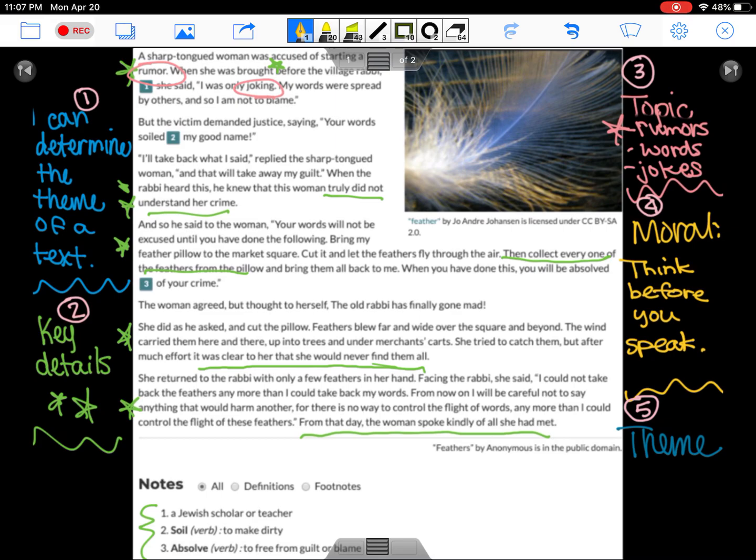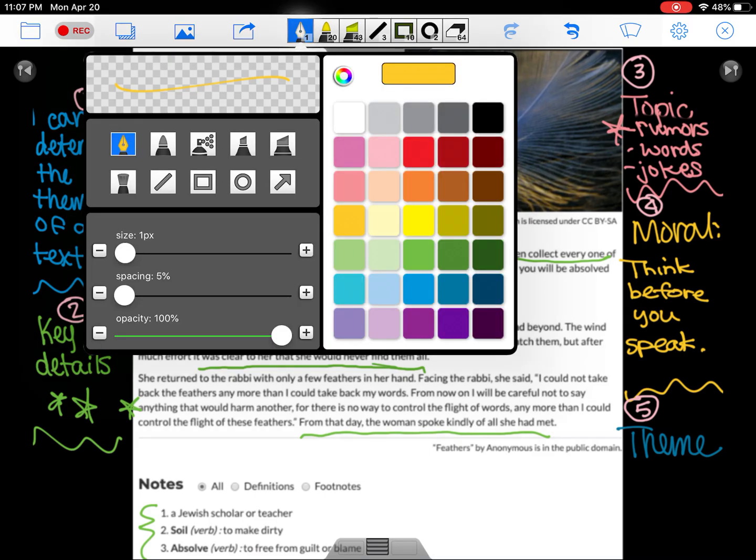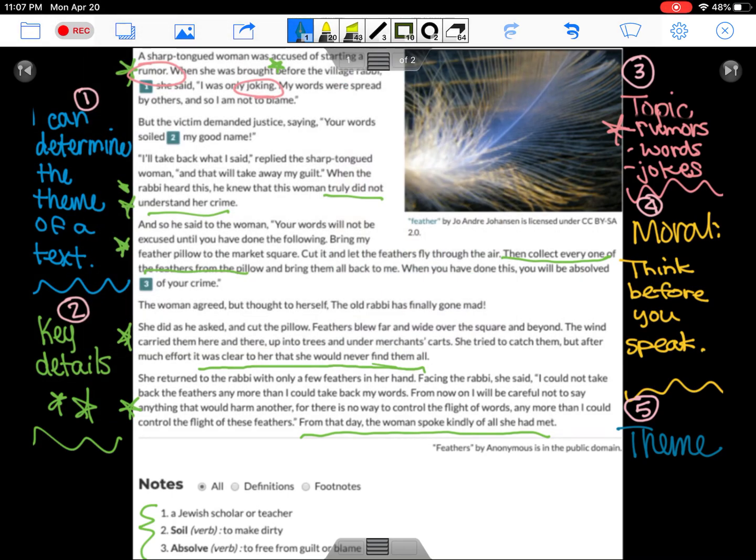Now, let's translate that into a theme. Remember, the theme is going to be a lot more general, and it might be related to the moral, but it's definitely going to be related to the topic. All right, guys. There are a lot of different themes for any text. Keep that in mind. So you may have come up with something a little different than me, and that's probably still great. But the theme that I would think about would be something like, if people aren't careful with their words, they may say something they'll regret.